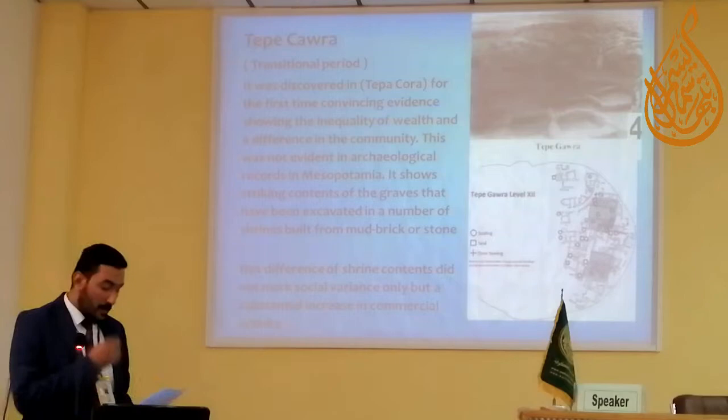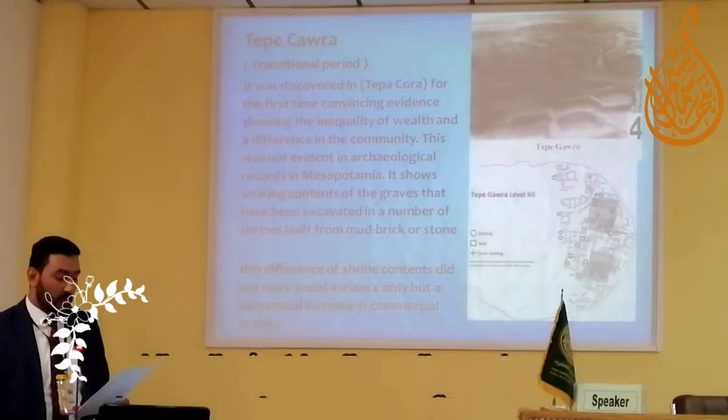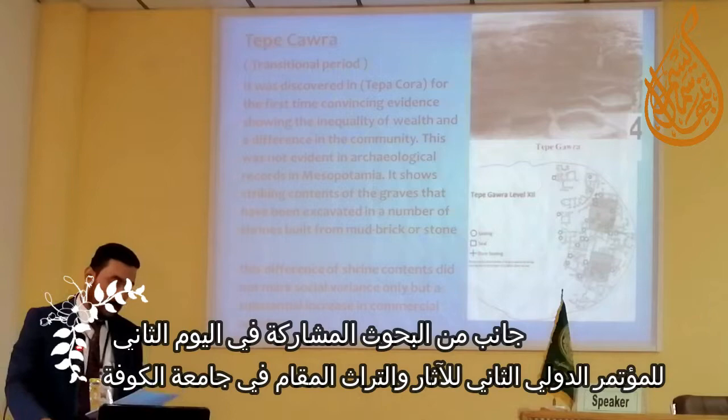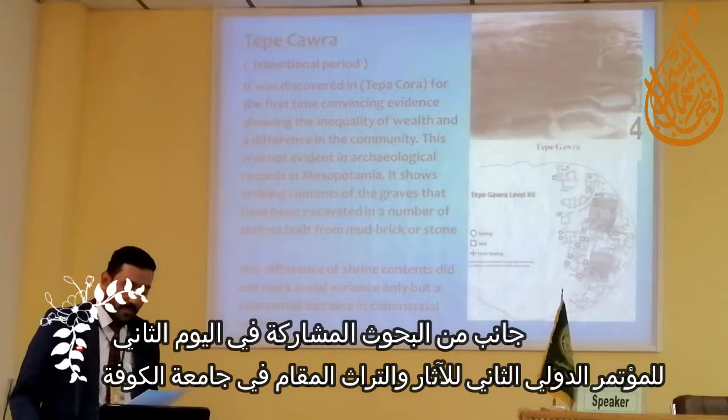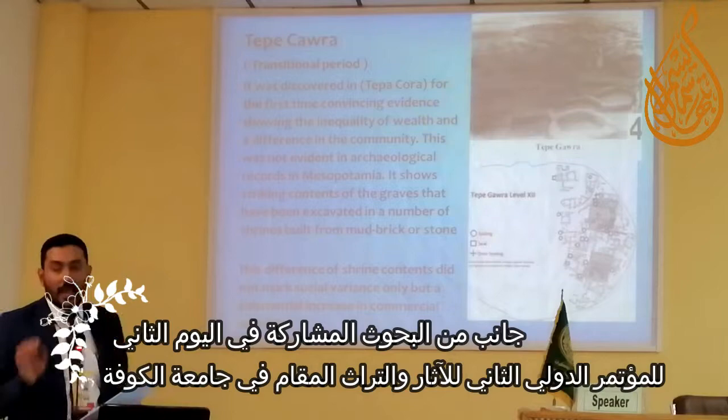With the growing population in the Sumerian cities in size and number, it was no longer possible to continue to expand with social and cultural equality. Tepe Gawra, a famous archaeological site in the north of Iraq, near Mosul, I think, was where evidence was discovered for the first time. It shows inequality of wealth and difference in the community.